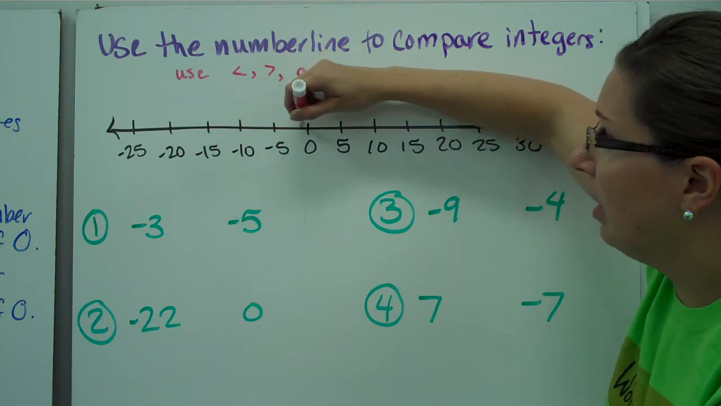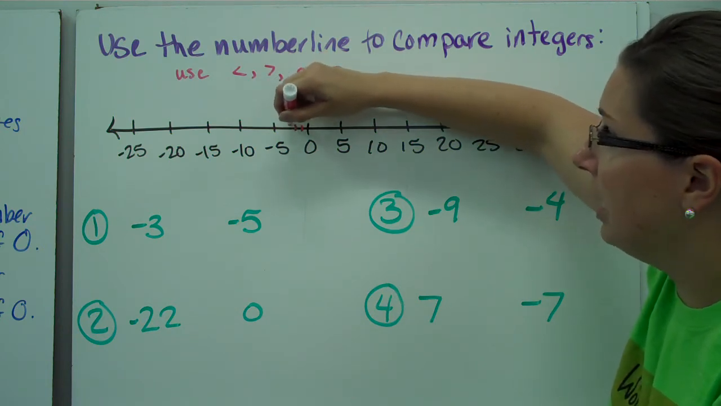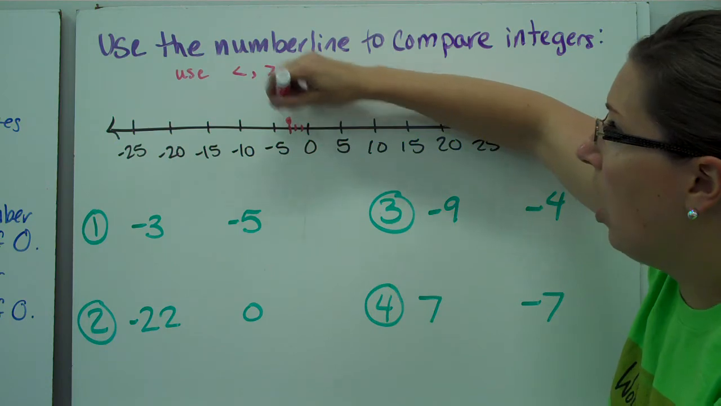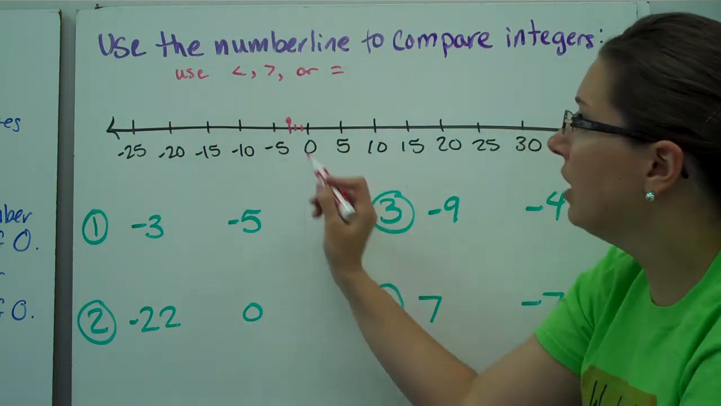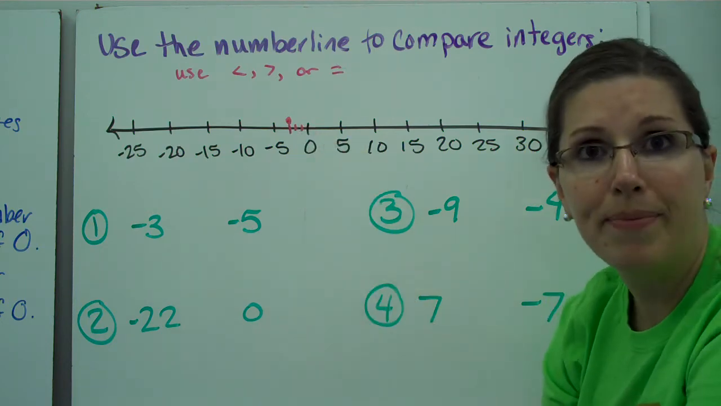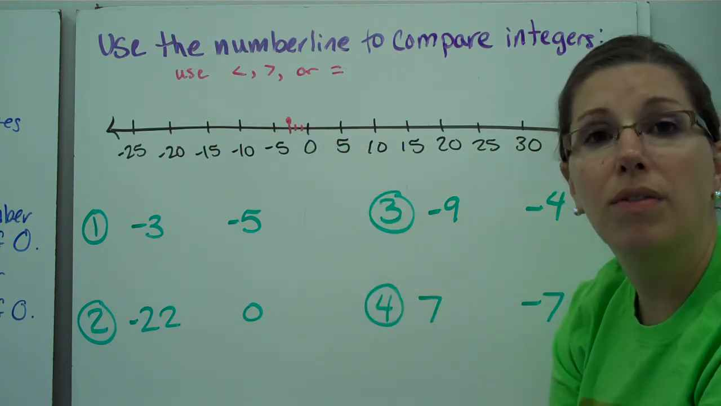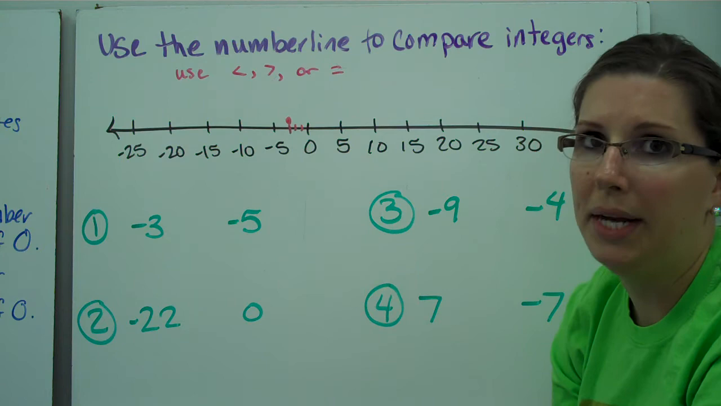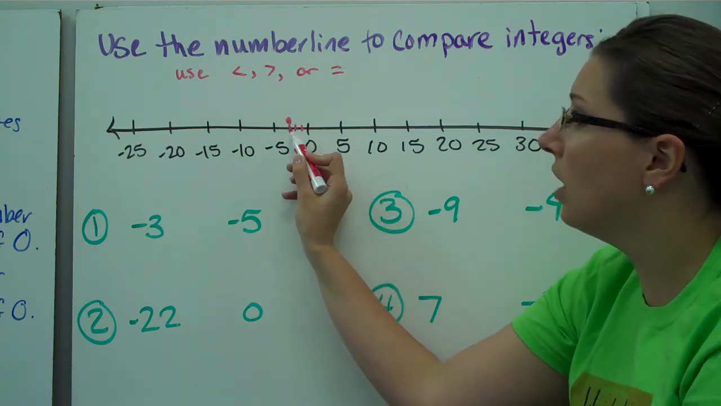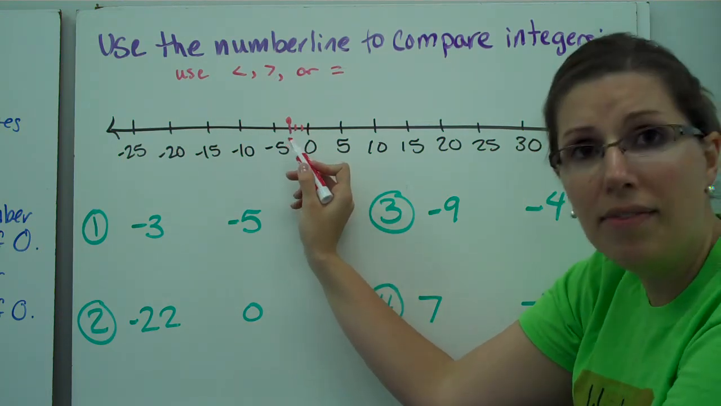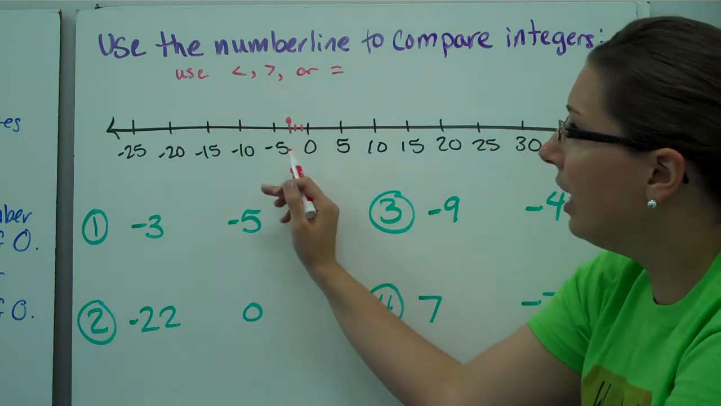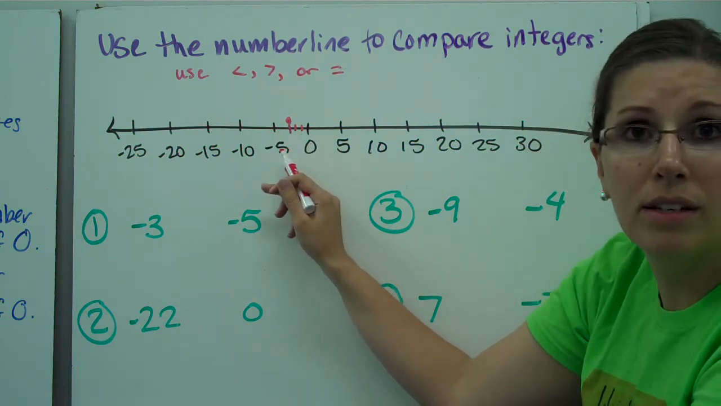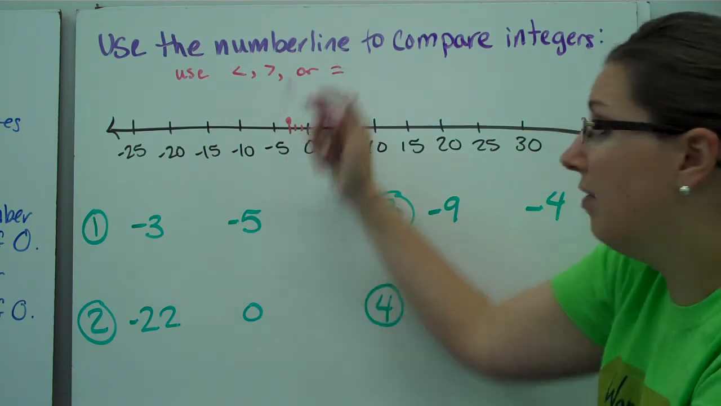So -3 would be 3 units away from 0 on the left side. If you see, I put some little tally marks and I put a dot where -3 should be on that number line. Again, it's just 3 units away from 0 on the left side because that's where all my negative numbers are located. -5 is 5 units away from 0 on the left side of the number line.